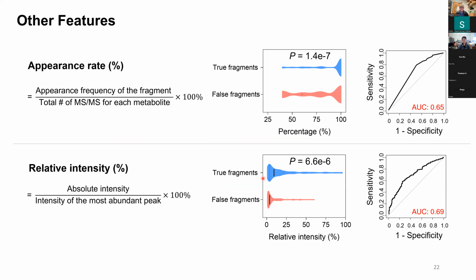However, we think it's important to include more features. For example, we believe that if it is a true fragment, then it should appear in all these MS spectra, while if it's a false fragment, it's more likely to appear in some of the spectra, maybe not the others. And also intensity: we think that a true fragment might have relatively high intensity and a false fragment relatively low intensity. Although these two features are not very strong in making the prediction, they can still make predictions independently and give some power there.